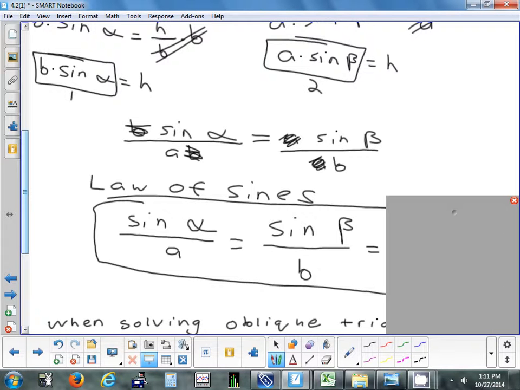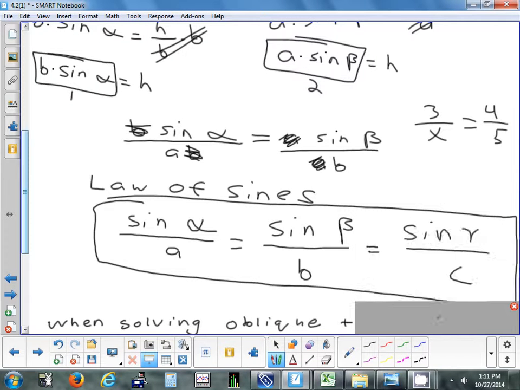Does anybody remember what that's called, when you have something that's set up like this, a fraction equal to another fraction? Like if you had something a little bit more simple. That's a proportion. And the way that you solve a proportion from Algebra 1 is exactly the same way you're going to solve it here. You cross multiply. So that's all the law of sines is. It's a lot of cross multiplying.